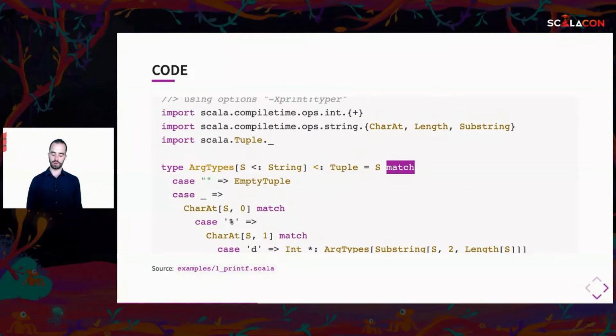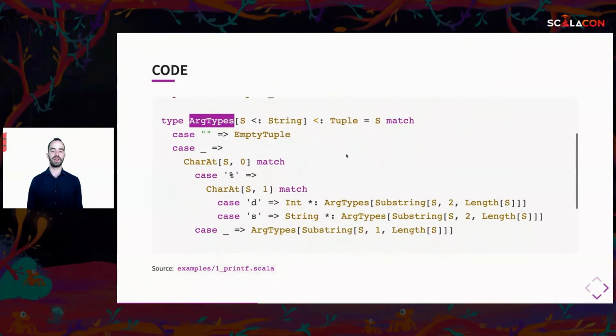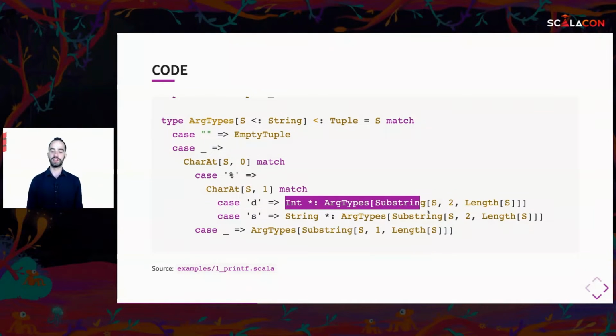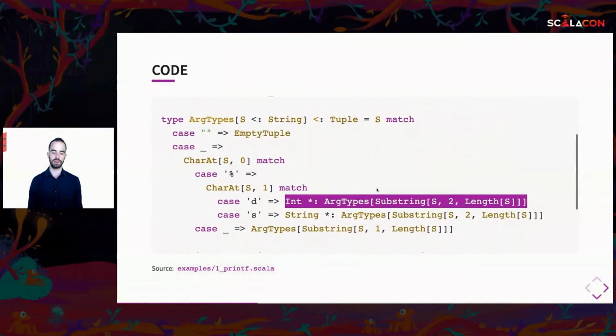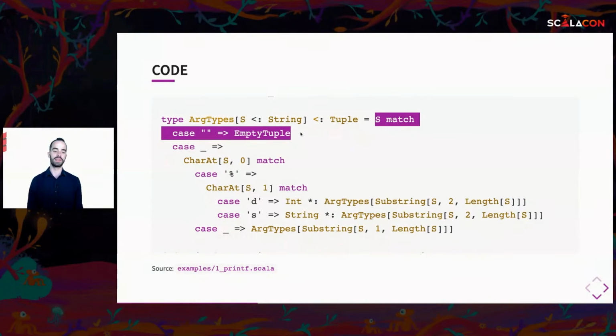And so remember, the argument that I gave to this argtypes type is my printf string. And so here what I do is that I am parsing this string. So what you see here is a recursive function, the equivalent of a recursive function at the type level. I will read every character and I will return the tuple type that corresponds to this string. So that's the base case. If my string is empty, the type I should pass to my printf is nothing, just an empty tuple.